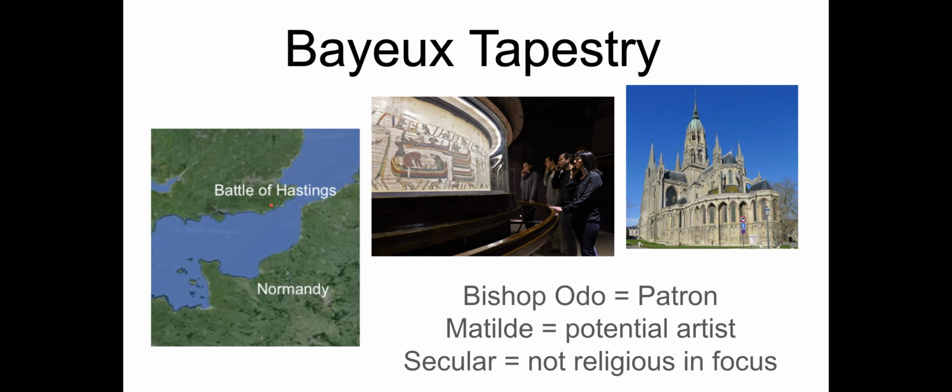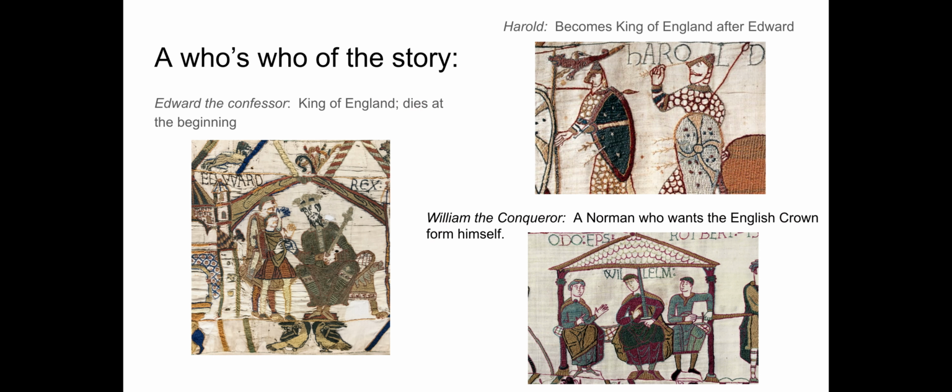The image in the center is of people just looking at the tapestry, so you can get a sense of its size. And then on the right-hand side is the Bayeux Cathedral, where the tapestry was located. So let's start off still in context with a who's who of the story.